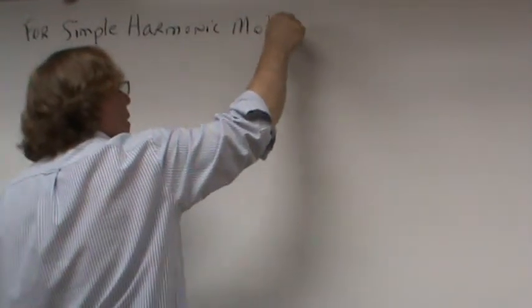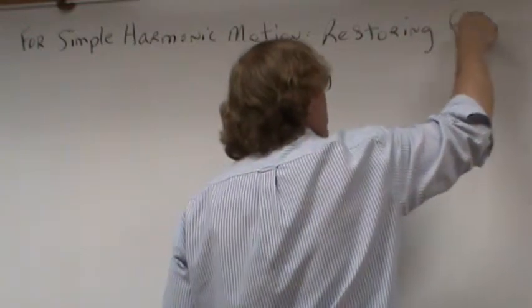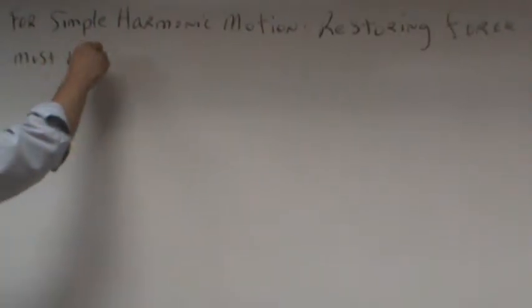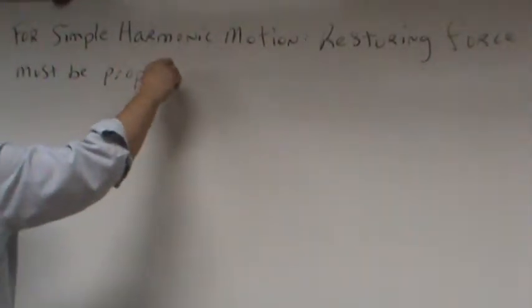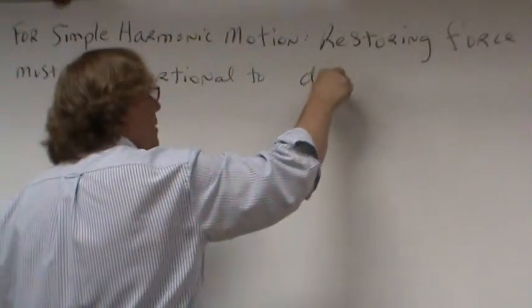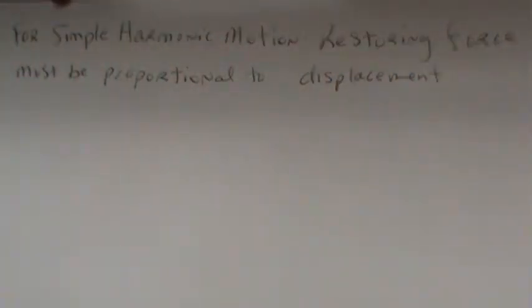For simple harmonic motion, restoring force must be proportional to displacement. This is what tells us F equals negative kx, Hooke's law. And it's a restoring force because the force always wants to return the spring mass system to equilibrium.